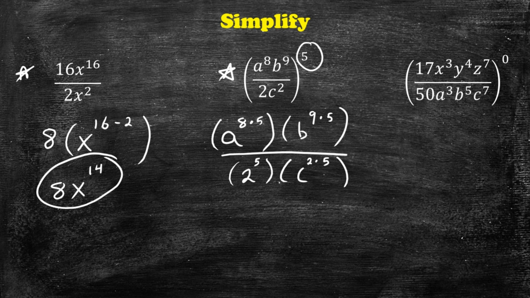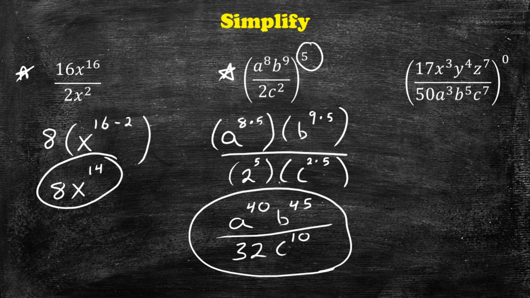All right, so now let's go ahead and simplify. So the top is going to be a to the 40, b to the 45th. 2 raised to the 5th power is 32. And then c is going to be c raised to the 10th power because you have the 2 times 5. Now that is going to be our final answer to that one.